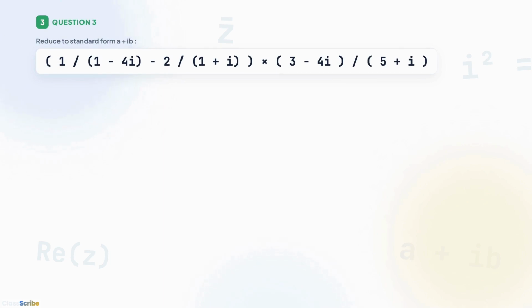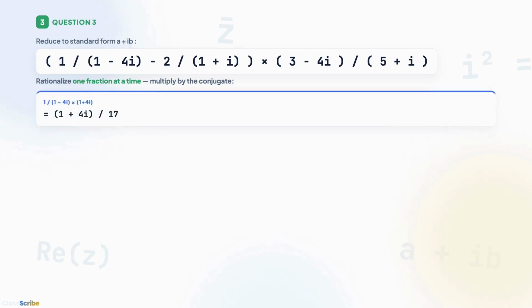We need to reduce the expression 1 divided by 1 minus 4i, minus 2 divided by 1 plus i, all multiplied by 3 minus 4i divided by 5 plus i, into standard form. Start by rationalizing each denominator. For 1 divided by 1 minus 4i, multiply numerator and denominator by 1 plus 4i. This gives 1 plus 4i divided by 17. Next, simplify 2 divided by 1 plus i by multiplying with 1 minus i. This becomes 1 minus i.